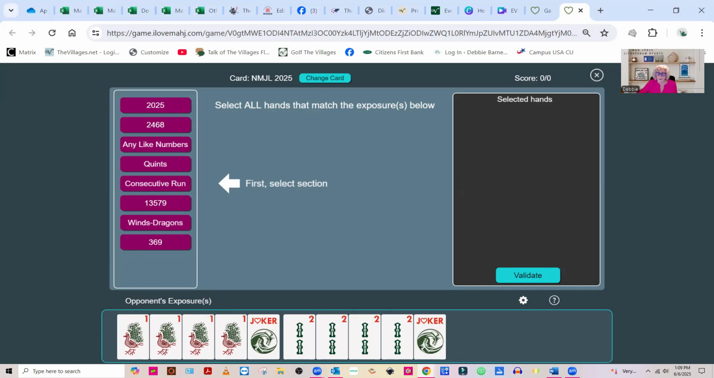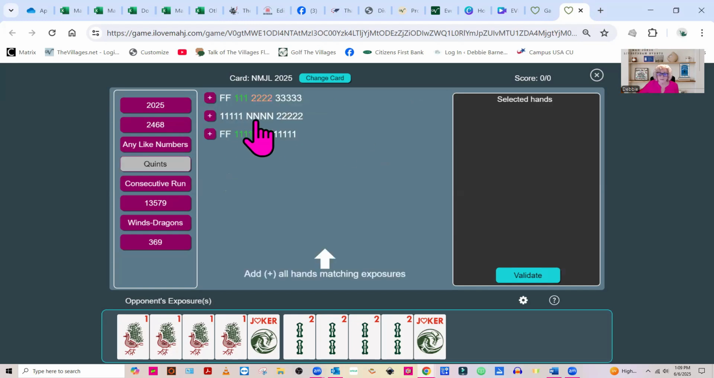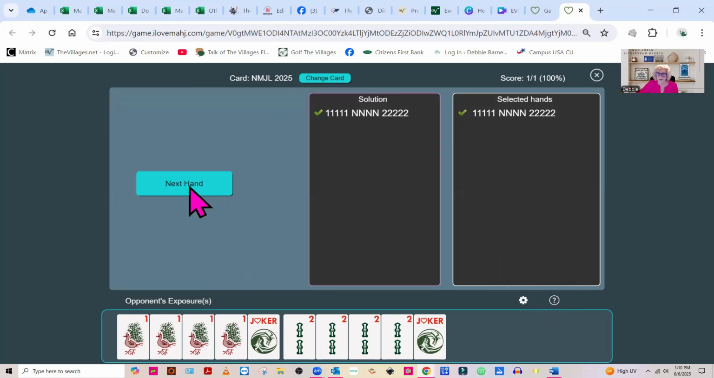So based on these two exposures, we have two groupings of 5 tiles. And there is only one area on the card that has 2 groupings of 5 tiles, and that would be quints. And I can see that the 1 and 2 are consecutive numbers. And there's only one hand under quints that can be consecutive numbers. And it can be any 2 consecutive numbers. So I'm going to go ahead and click on quints. And I'm going to then click on the only hand that has 2 consecutive numbers, and that would be the second line on the card. And then I'm going to validate, and it said we were correct.